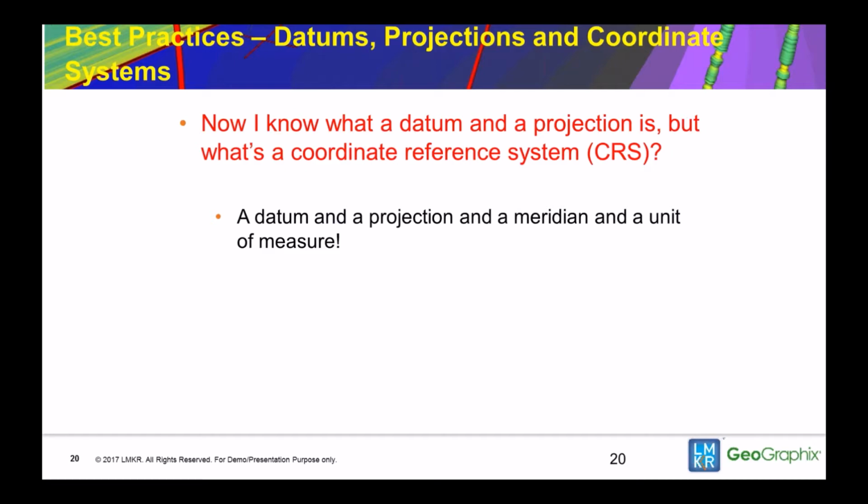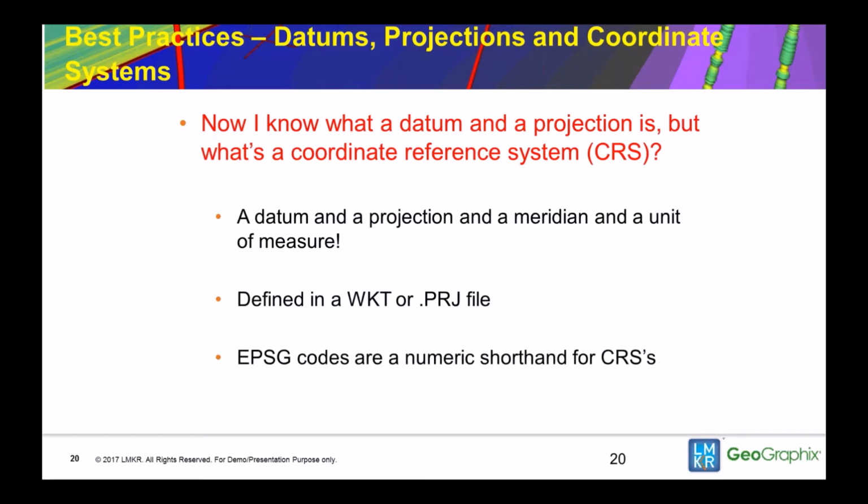Although, you can just have a datum, a meridian, and a unit of measure. If you have a grid coordinate system, then you'll have the projection also. But you've got to have all of that. And it's defined in a well-known text or PRJ file. Again, if you've used Esri software or GeoGraphix software extensively, you'll sort of know what a PRJ file is, or a well-known text file.